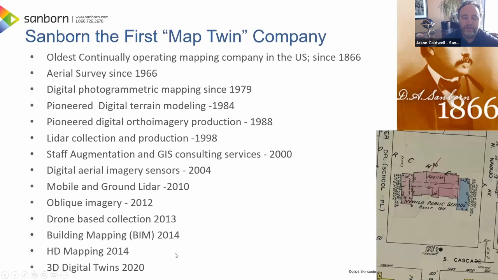I actually like to say that Sanborn was the first digital twin company. However, there were no digital capabilities back in 1866, so I had to change that term to map twin. That's a new term to define what we've done over the years. But we are the oldest mapping company in the United States. We've been doing maps since 1866.